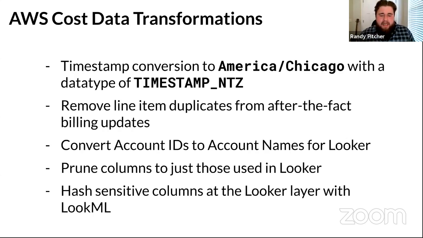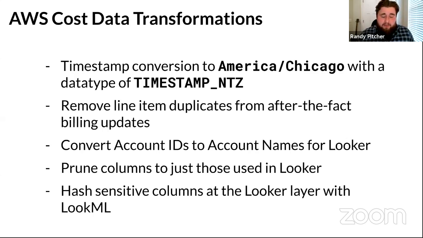Next, I convert account IDs to account names for Looker because the account ID doesn't mean anything to me. We have 3 different accounts. That's a really easy map to do. Then I prune columns just like I did before to grab just the columns that I need because, again, there's over 100 in this report, and that's just too much for someone to look at in Looker.